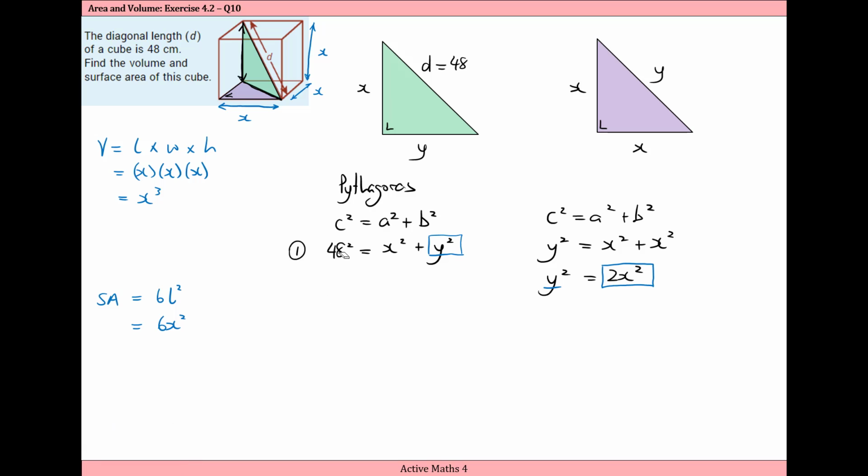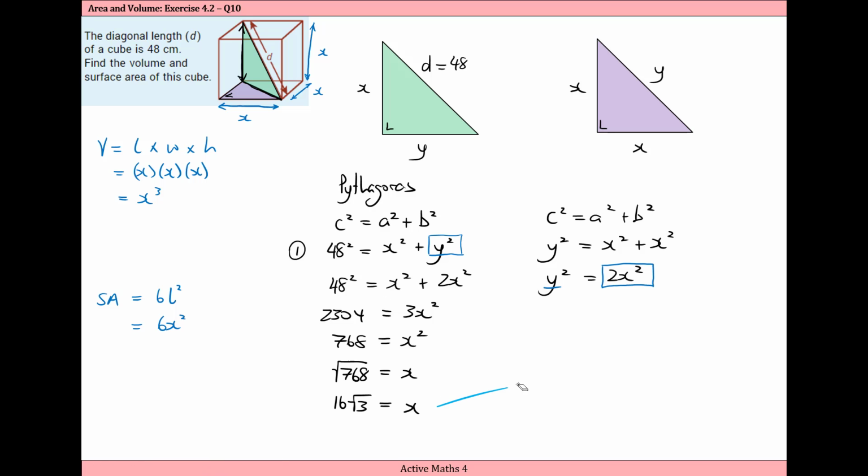So going back to equation 1, I have 48 squared, and we'll just leave it as 48 squared for now, is equal to x squared plus y squared, which we found out was 2x squared using the purple right angle triangle. So 48 squared is 2,304, and that's equal to x squared plus 2x squared, which is 3x squared. I'm going to divide both sides by 3 to give me that 768 is equal to x squared, and then x is equal to the square root of 768, which is 16 root 3. So all of the sides of the cube measure 16 root 3.